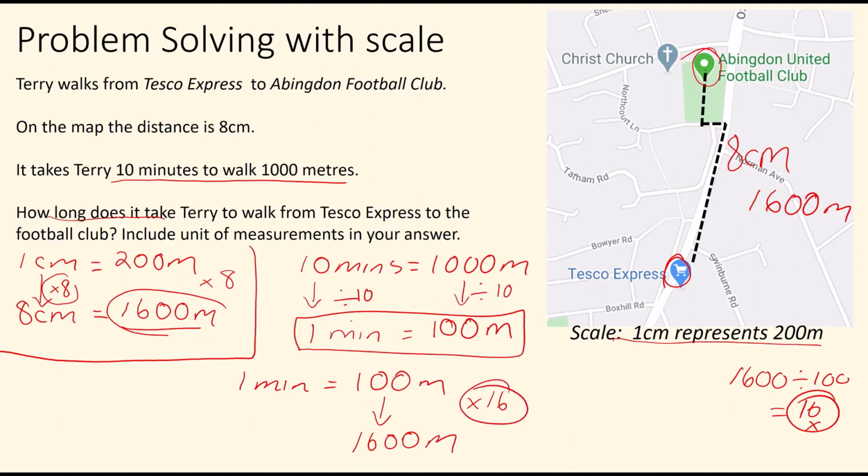Anyway, we've got this little scale factor here, so whatever we do on one side, we do to the other. So 1 times 16 is obviously 16. So it takes Terry 16 minutes to walk the 1600 metres. It's a little bit more involved in that one, but just break it down, find out how far it is, and then we work out how far does he walk in 1 minute. That's what we need to find out so that we can then turn it into a total time, which was 16 minutes.